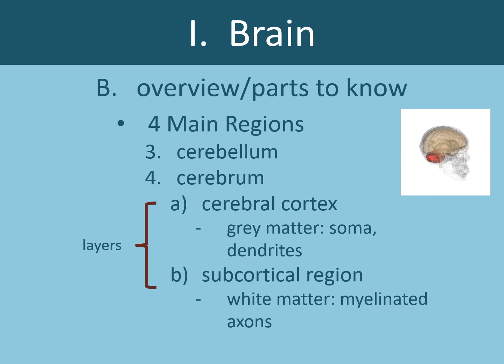Notice that the gray matter and white matter of the brain are the inverse of what we saw in the spinal cord. In the spinal cord, the gray matter was the deeper layer, and the white matter was the more superficial layer. Here in the brain, it's the opposite.